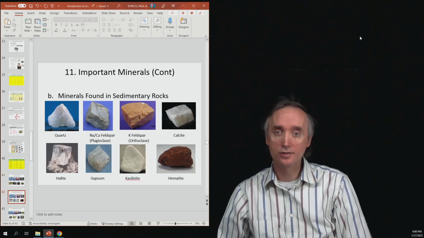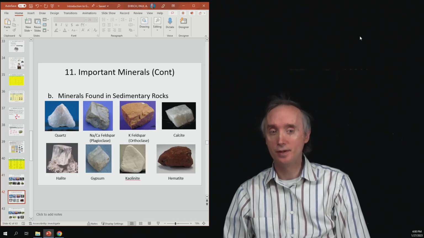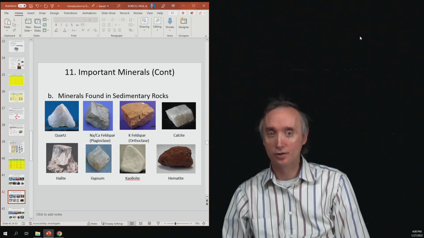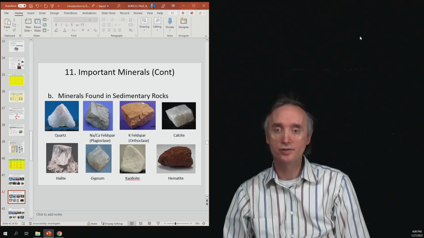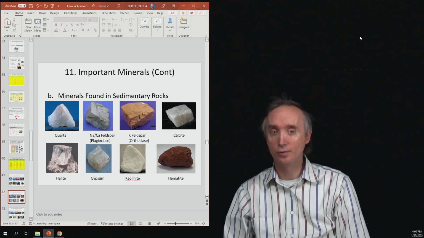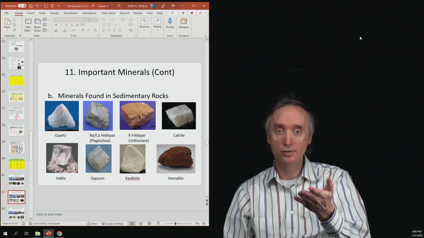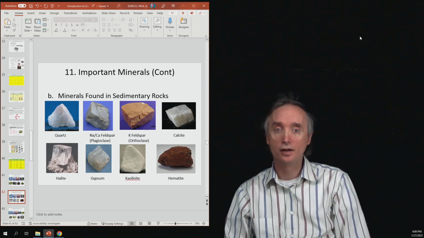Here are some minerals that are found in sedimentary rocks. So whenever you've got a rock and you subject it to rain and wind, you break it apart into smaller pieces called sediments. And then when those sediments are glued back together again, these are the kinds of minerals that you're going to find in those sedimentary rocks.